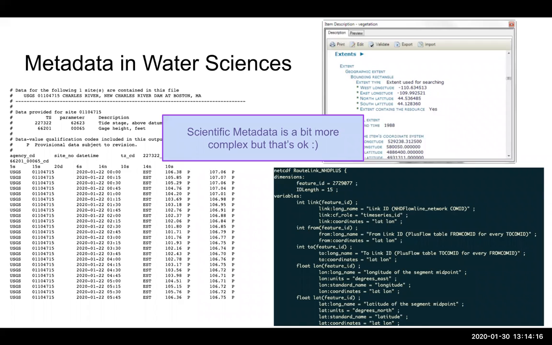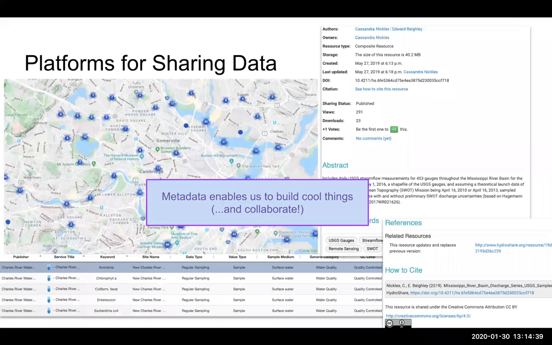So it can go anywhere from very simple, I have a time series, it has some units, it's a variable, it was collected by someone, all the way to I have this very complicated data that's indexed in various ways. So it's simple to a little more difficult or complex. But the reason why this is okay is because all of this extra metadata allows us to build some really cool things.